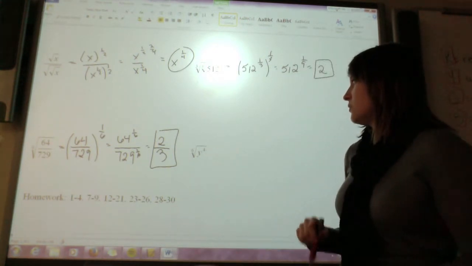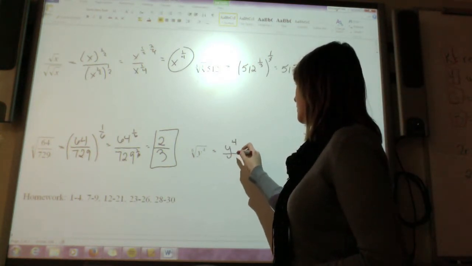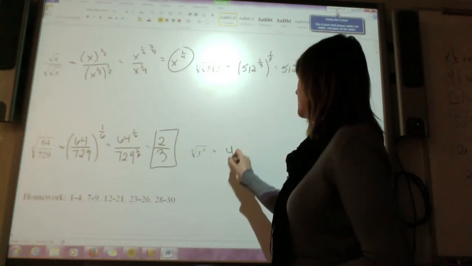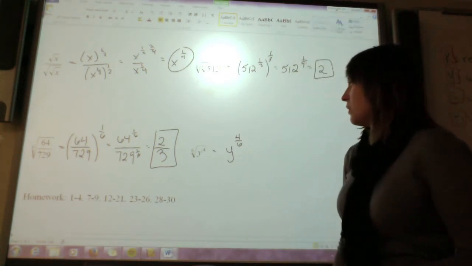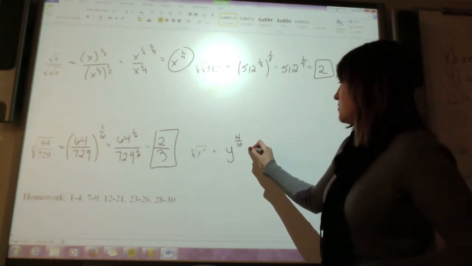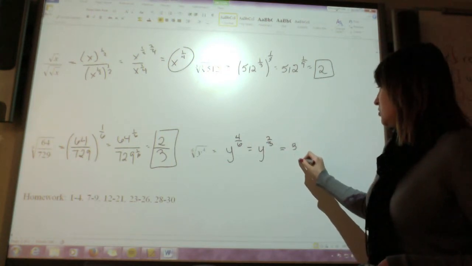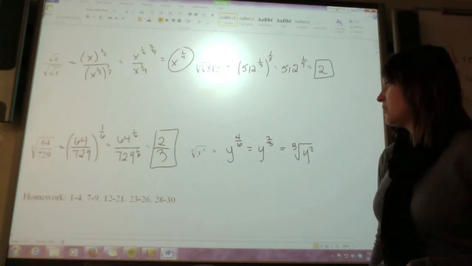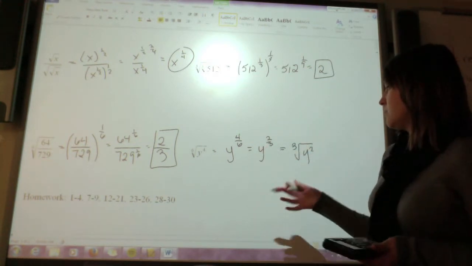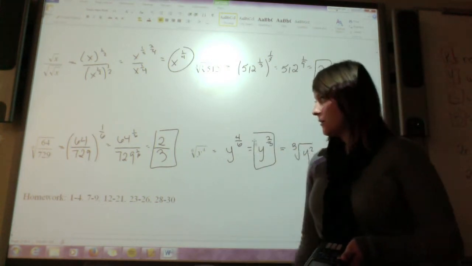Alright, next up I've got the 6th root of y to the 4th. So again, I can rewrite that as y to the 4/6. I can simplify that down. I know that 4/6 simplifies down to 2/3, so this is just y to the 2/3. Or you can rewrite that as the cube root of y squared. So this one we couldn't actually simplify down to something quite as nice, but we can just leave it like this. Or you can leave it in radical form, which is fine also.